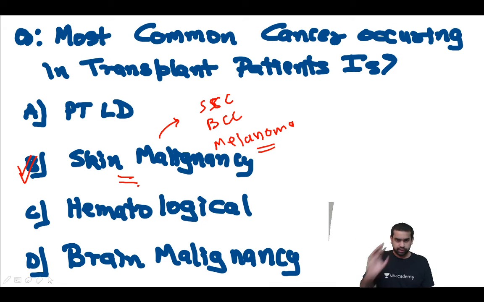Okay. Now in B, what is the most common skin malignancy which is associated with the transplant recipient patients? What is the answer? Okay, so Yogesh is saying squamous cell, Pawan is saying squamous cell. Pawan, why did you take it off? You are right. You are absolutely correct. The answer is in fact squamous cell carcinoma. Okay, so the answer is squamous cell carcinoma.